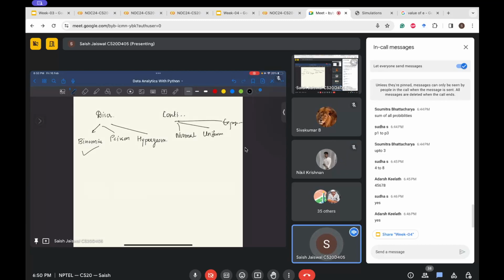So we saw binomial, we saw Poisson. So what is hypergeometric distribution? Say I have 6 doctors and 12 engineers. So in total I have 18 people. Out of these 18 people, I select some 5 people.